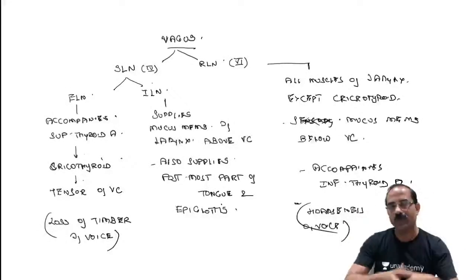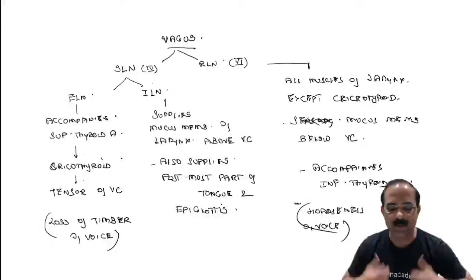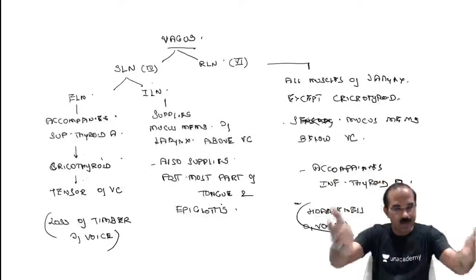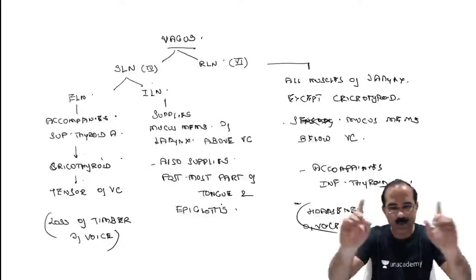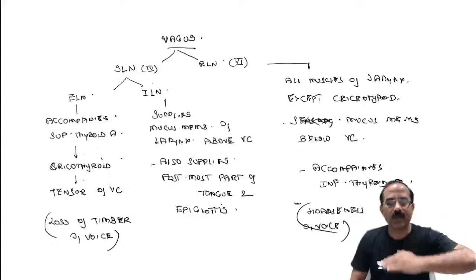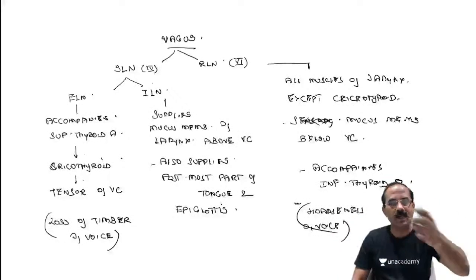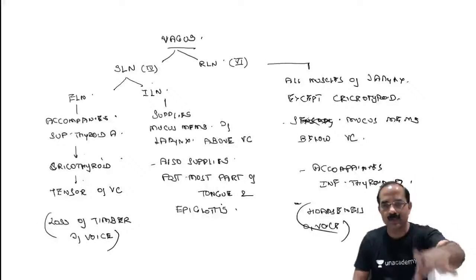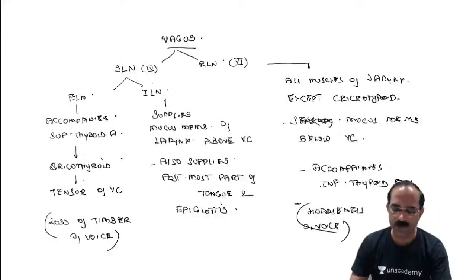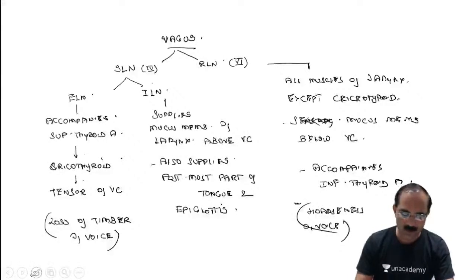So in short, I have told you the nerve supply of the larynx. All the muscles of the larynx are supplied by the recurrent laryngeal nerve except cricothyroid, which is supplied by the external laryngeal nerve. Sensory supply of the larynx above the vocal folds is by the internal laryngeal nerve, below the vocal folds by the recurrent laryngeal nerve. Perfect. Now come back to the MCQ.